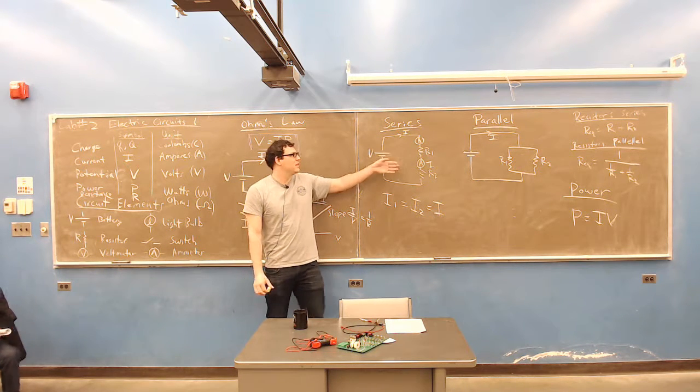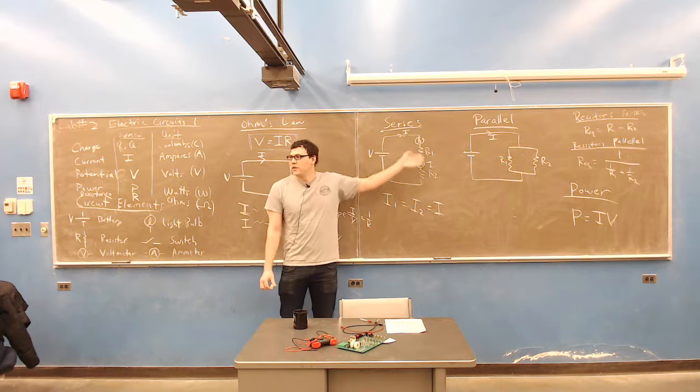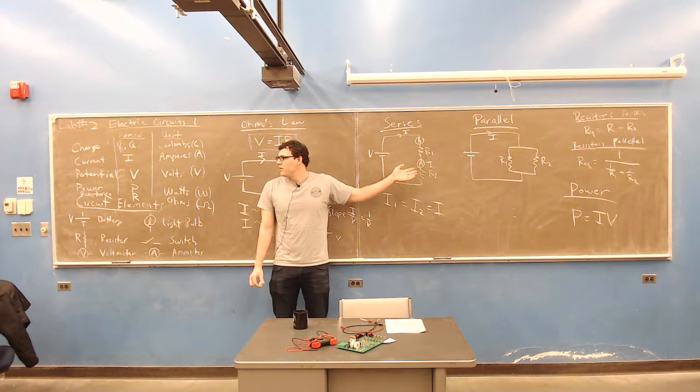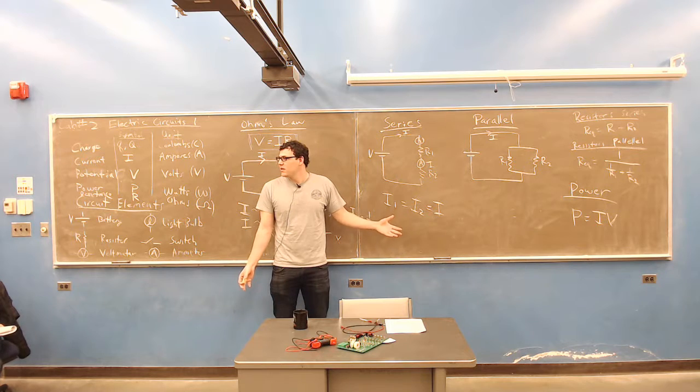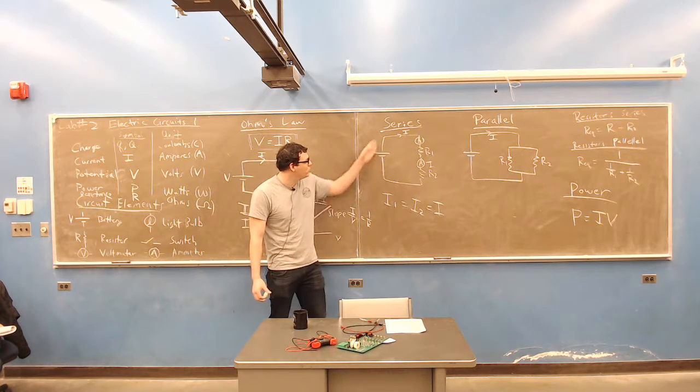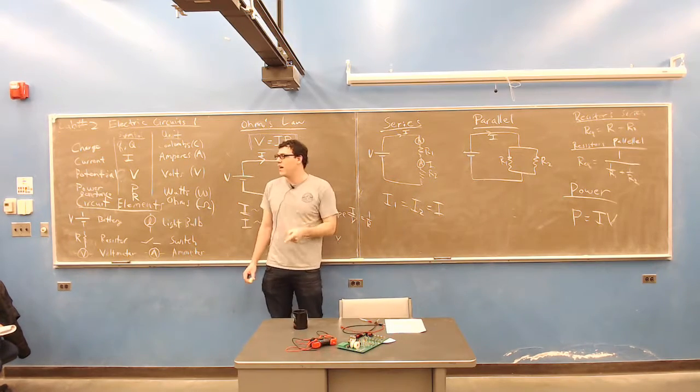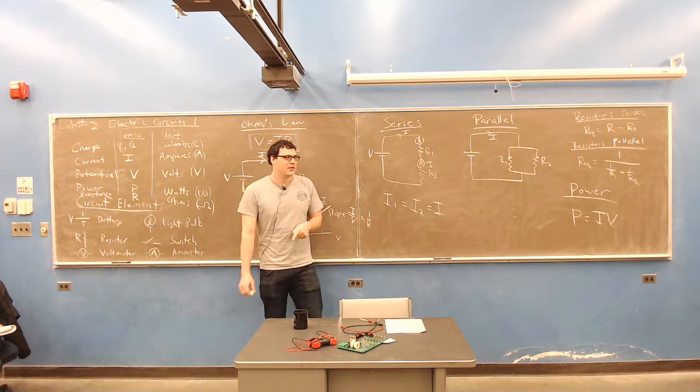Why are they all equal? Because they're in series, because there's only one way for the current to go. It's stuck in this loop. Conservation of charge, you're not losing current. So it's all stuck there. So everywhere along this whole loop, the current is constant. You're going to do that and verify it today. You're going to see that that's true.